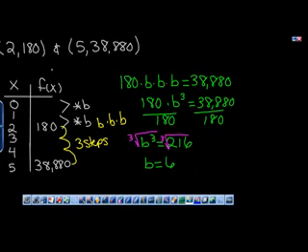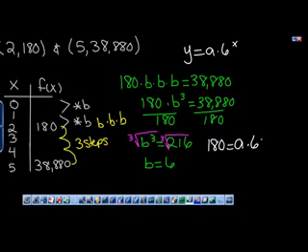And now that we have our b, we can pick either of the 2 points we started with and plug that into y equals a times b, but we know b is 6, to the power of x. For this, I like to pick the smaller numbers so that we have manageable numbers. So we'll use the point (2, 180). Our y is 180 equals a times our b, which we solved for, found as 6, and our x becomes 2.